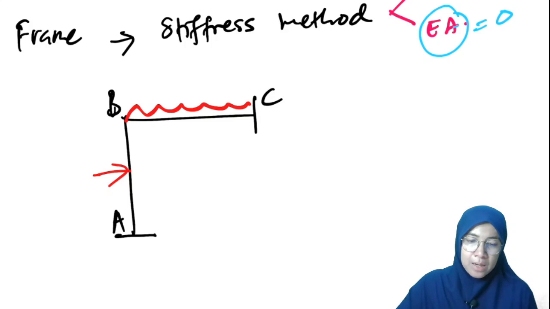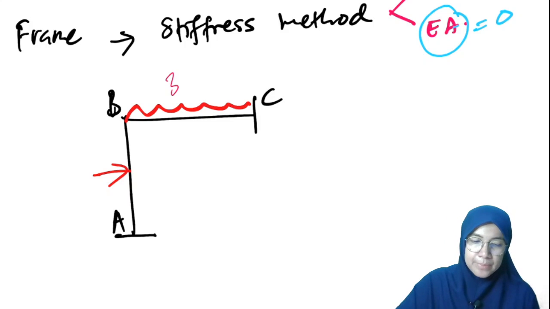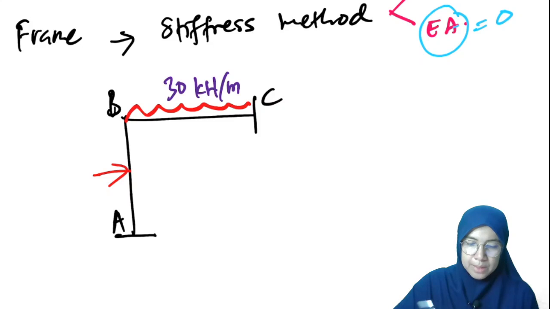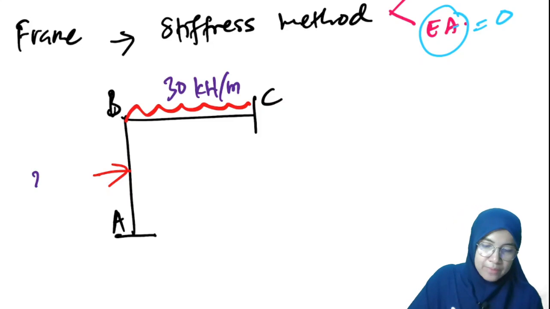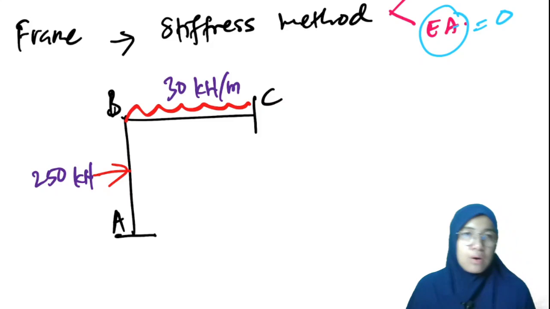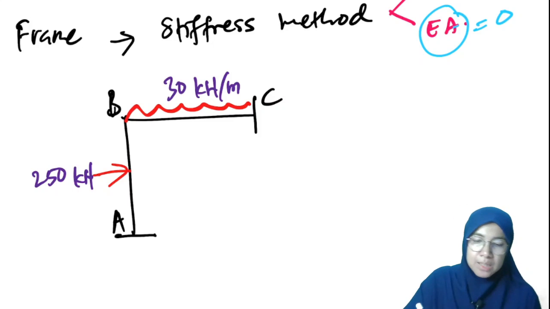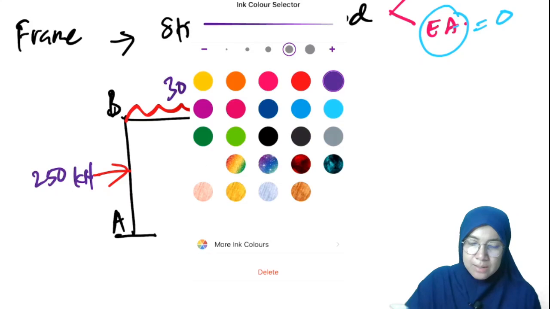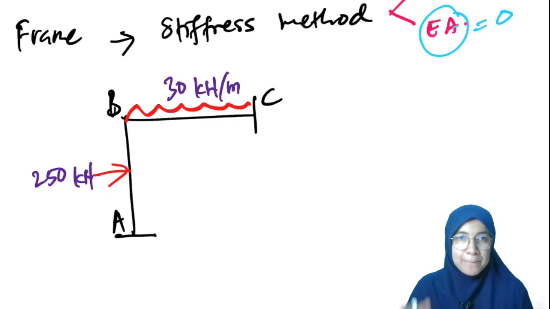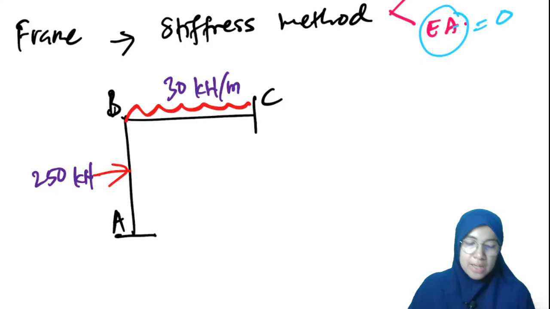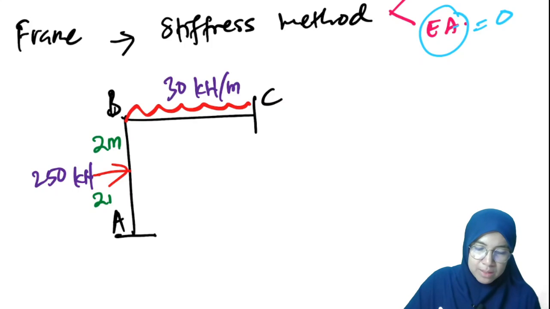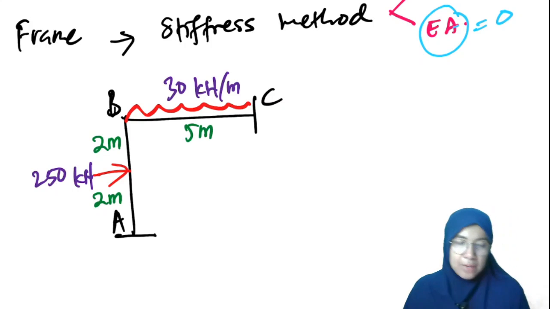Let's say the UDL is about 30 kilonewton per meter. And we have a 250 kilonewton horizontal load subjected at the center of member AB. Let's say this is 2 meter and 2 meter, and this is 5 meter. In addition to this, I want to put an applied moment.